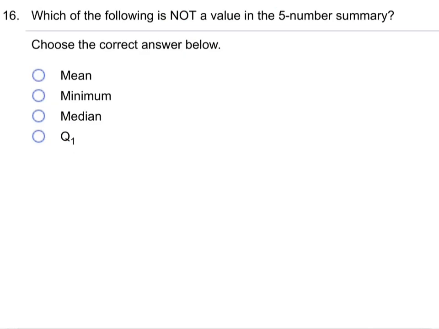Last question. Which is not in the 5-number summary? Yeah, mean is not there. Is median there? Yeah, it's the same as Q2. Q2 is another name for median. Because what is Q2? The end of the second quarter. What's the end of the second quarter called? Halftime. Halfway through the data. That's what a median is. It's the same thing. Q2 and median are synonymous. So the only one that's not there is mean.